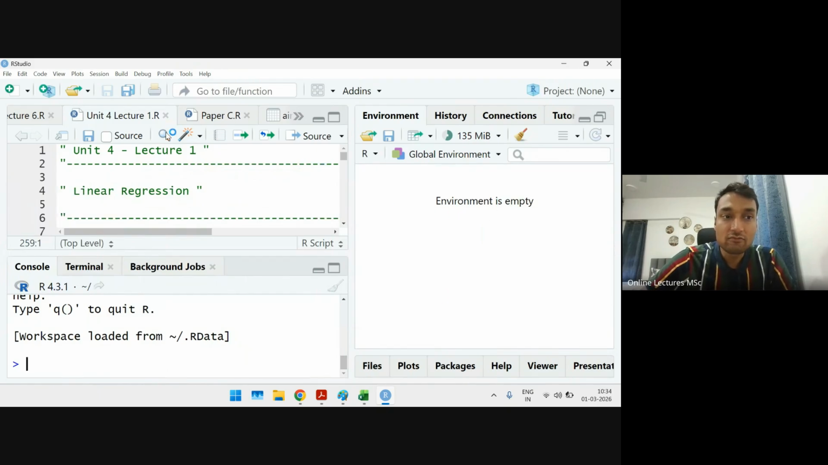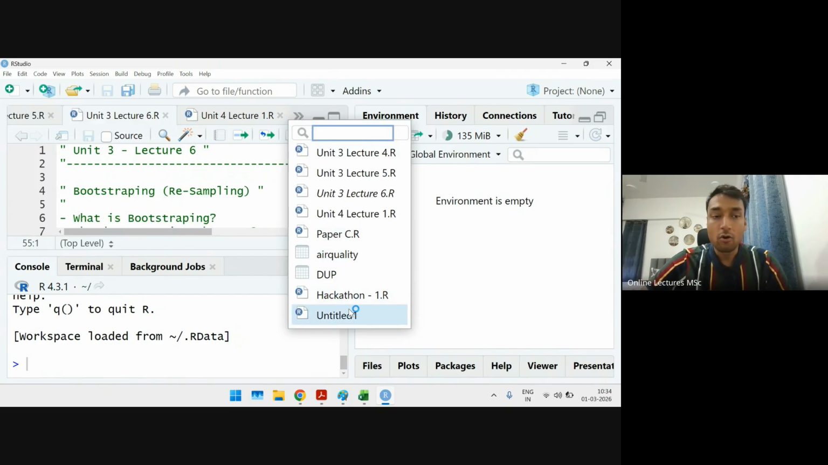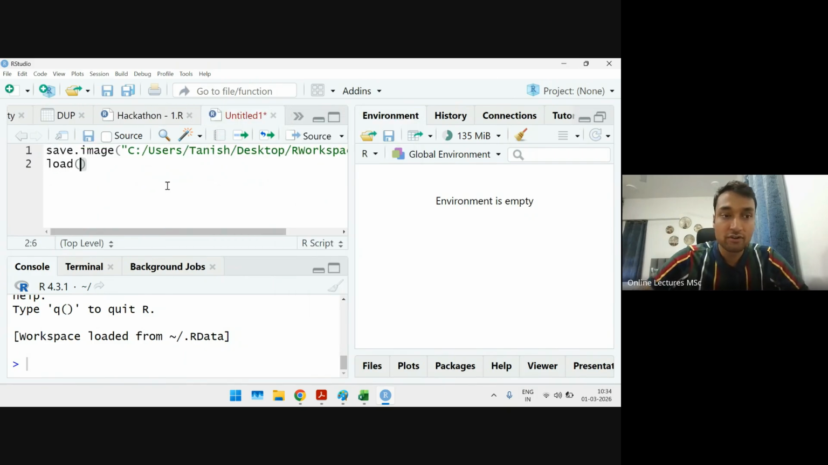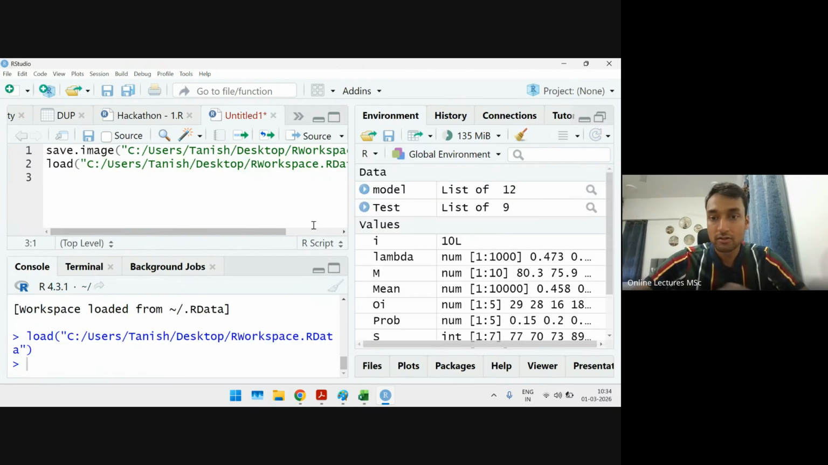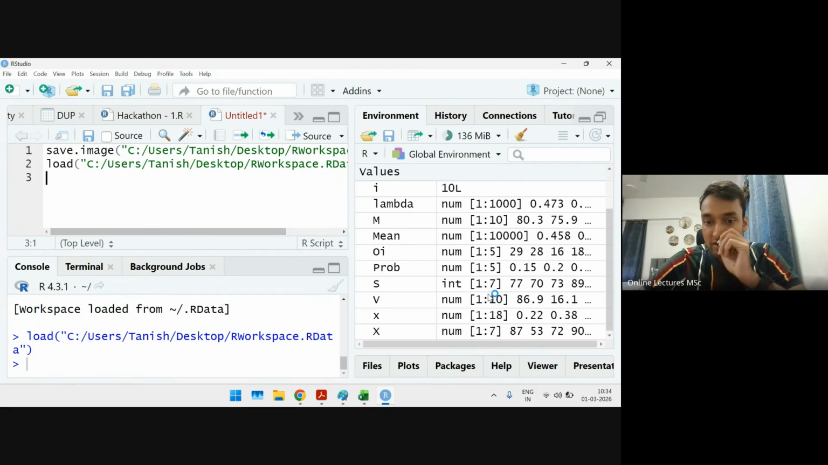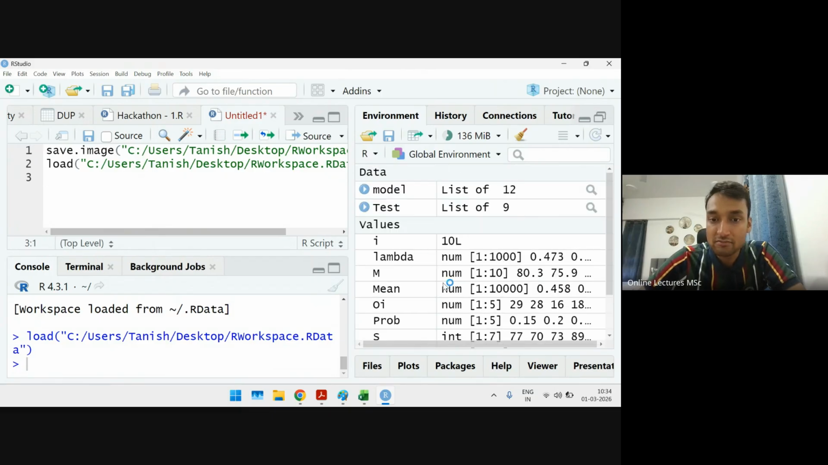Now let's say my colleague wants to load all the variables, everything I have worked with. All my colleague has to do is use the load function in R, and give the path where my workspace lies. Correct? If you see, my environment is empty. Now I will press Control Enter and you will see automatically all the variables I had initially before closing R will come back on their own. 3, 2, and 1.